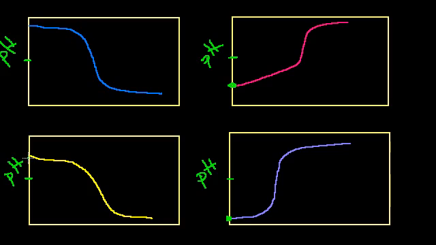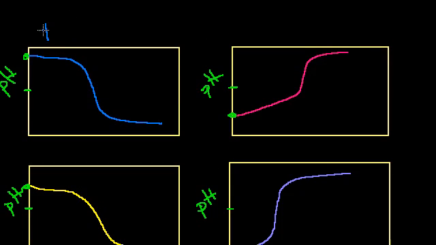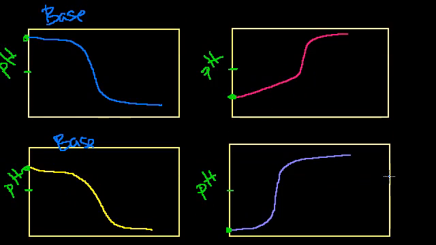Here, our starting point before we started titrating at all is a high pH. So both of these are bases. Let me write that down. These are clearly both bases. Base titration. This is an acid titration. Acid, acid. Now we haven't covered bases, but it's the same exact idea.